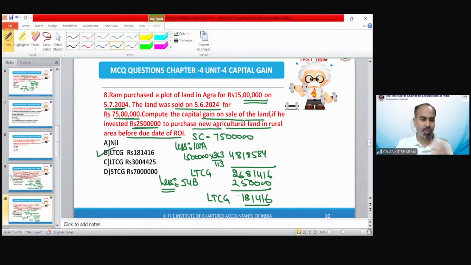Now let me extend this question for you. A very interesting question now I'm asking to all of you. Listen carefully. As per section 54B, the new asset should not be transferred within 3 years from the date of purchase. So we have purchased this asset before due date of ROI. Clear? Now suppose if I extend this question and I say this new asset has been transferred for 40 lakh rupees next year.